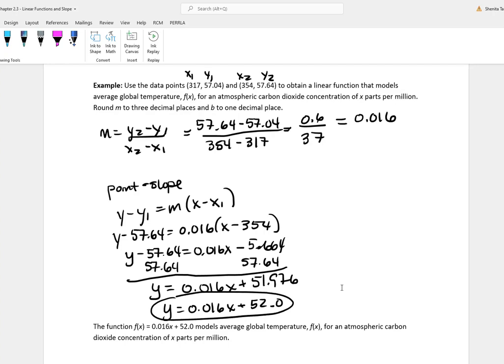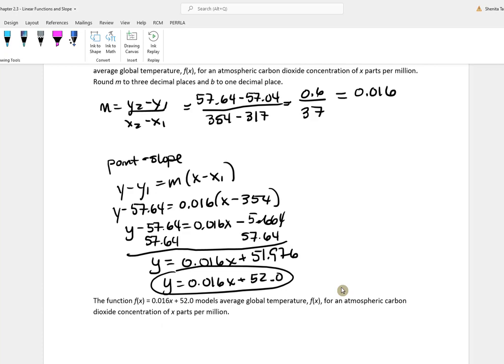Okay, so the function 0.016x plus 52 models average global temperature for atmospheric carbon dioxide concentration of x parts per million. All right, that's the end of this lecture.